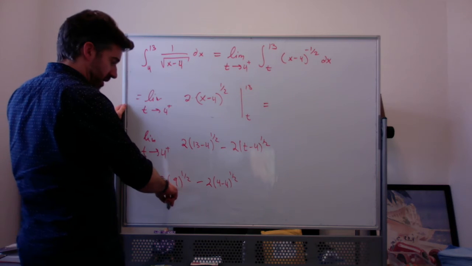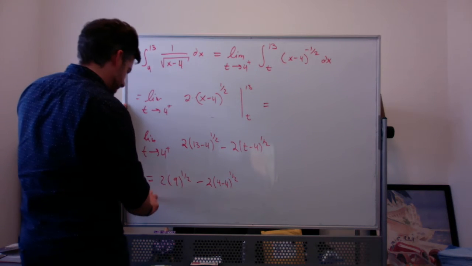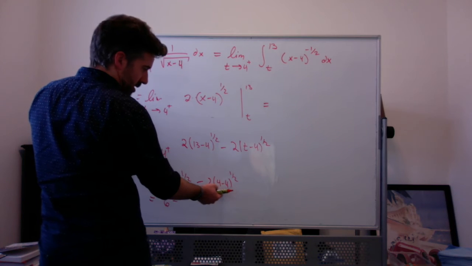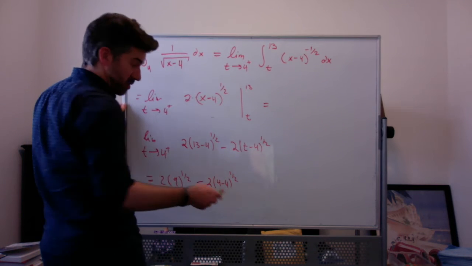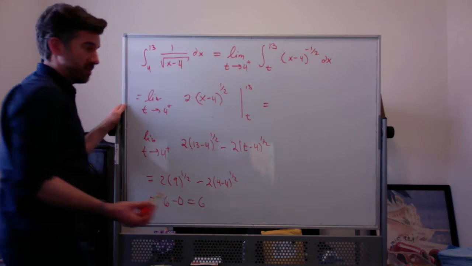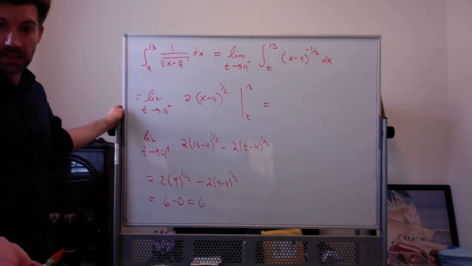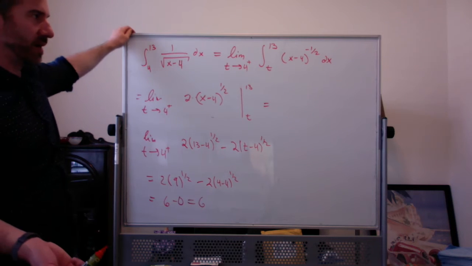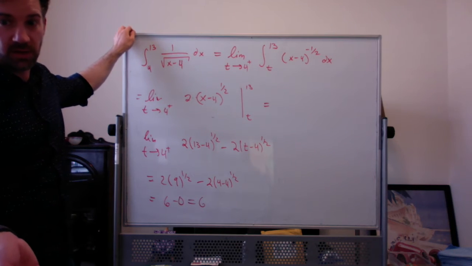So 9 to the 1/2 is the square root of 9, which is 3. 2 times 3 is 6. So you get 6 minus 0 to a positive power, or the square root of 0 is just 0. So you get 6 minus 0, which is 6. So I would say this integral converges to 6. And it might be important to actually write that down if you're finding an integral being convergent.